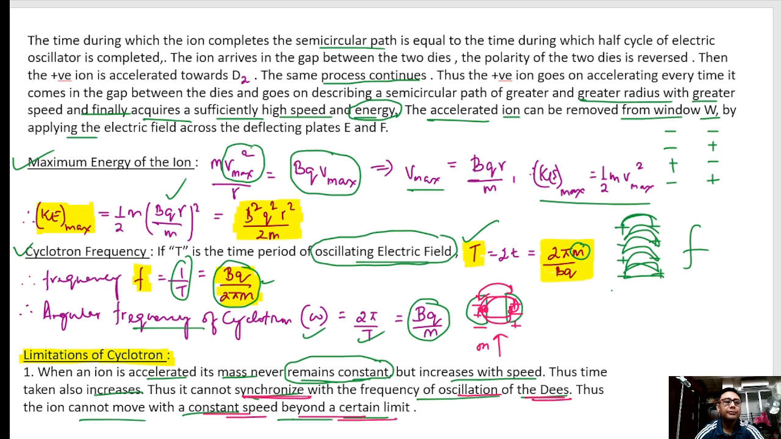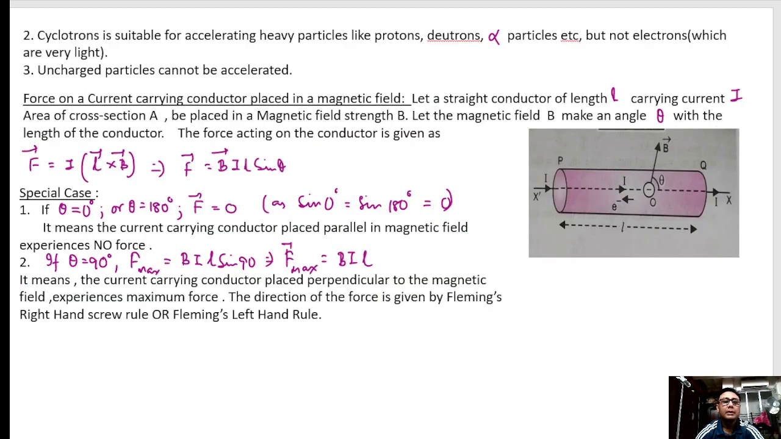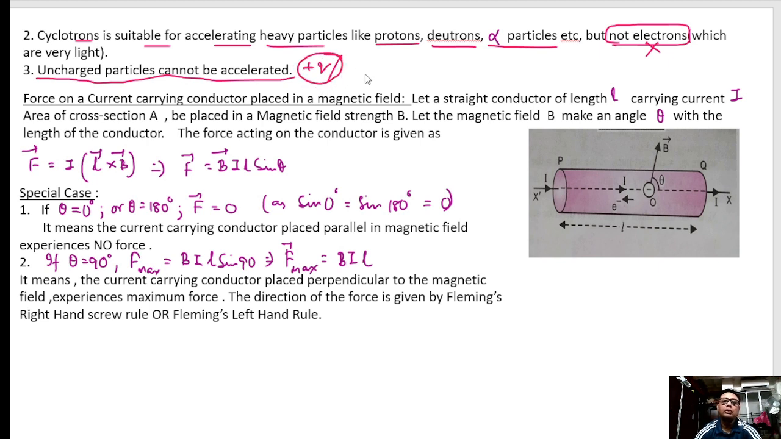So next, let's see the limitations. Cyclotrons are suitable for accelerating heavy particles like protons, deuterons, alpha particles, but not electrons, which are light particles. So a cyclotron cannot accelerate electrons. Third, uncharged particles cannot be accelerated. I told you it has to be charged particles, either plus charge or minus, but please note here, it can only accelerate positive charge, not electrons. As I told you, an electron is a negative charge, so a cyclotron cannot accelerate an electron. Clear?